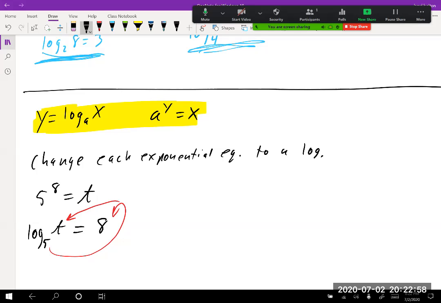Let's do another one. Let's say we have e to the x is equal to 10. So I'm going to say the base is e, so that means I'm going to write natural log. And then I'm going to say that the power is x, so that's going to equal x. That means the 10 must be the argument, okay? And again, this natural log means log base e, but nobody ever writes it. They just write natural log, okay, or ln. All right?